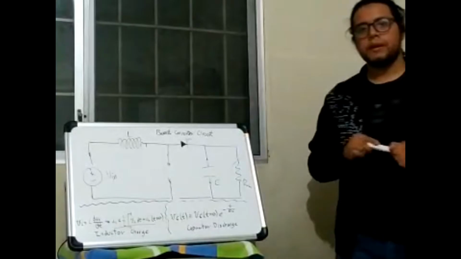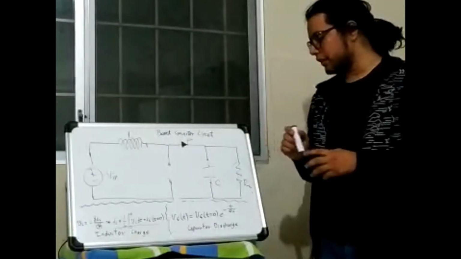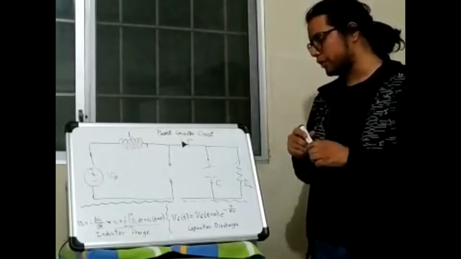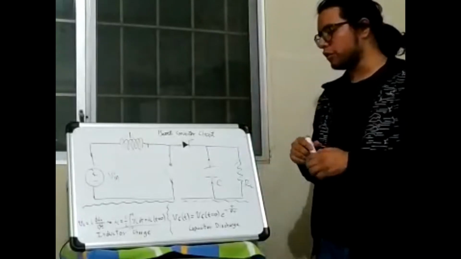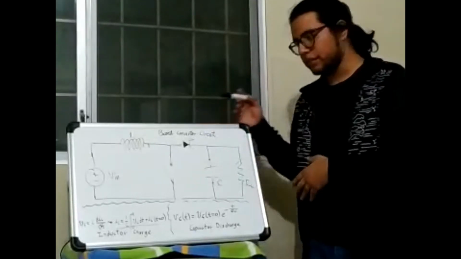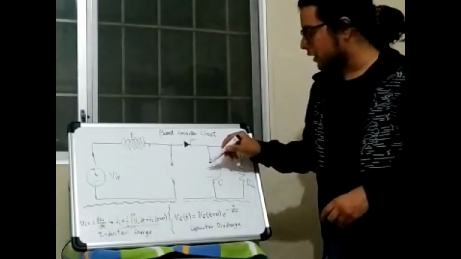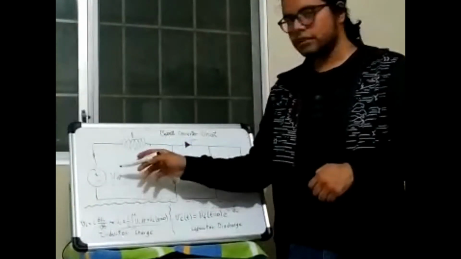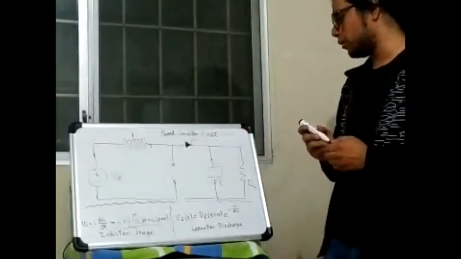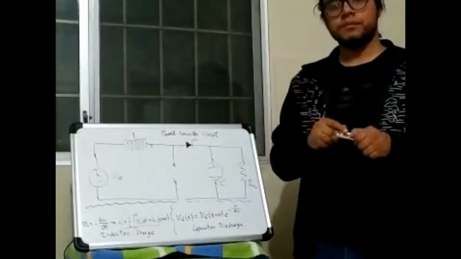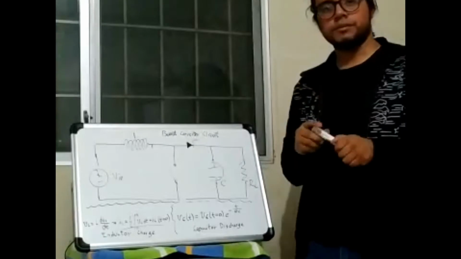In the resistance, the voltage is going to decrease because of the stabilization of the circuit. The circuit is going to stabilize again when the capacitor reaches the voltage that the DC source gives. So this is how the circuit works.